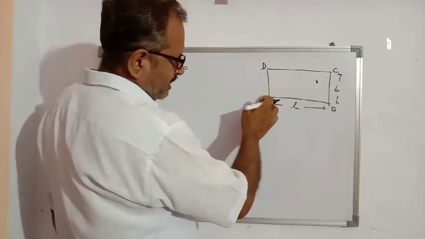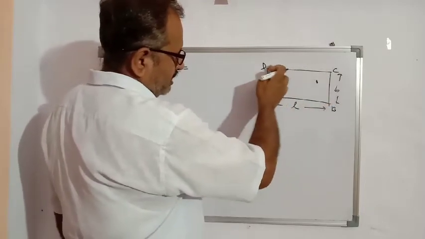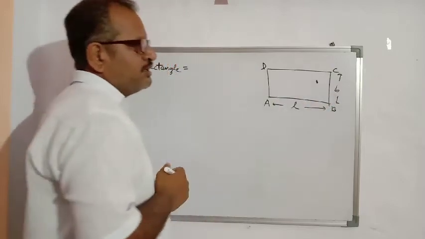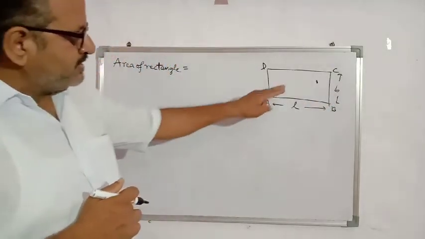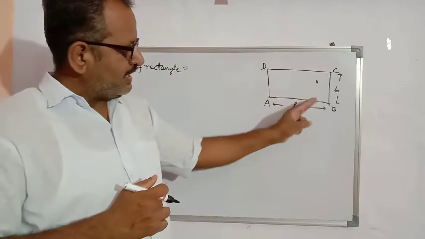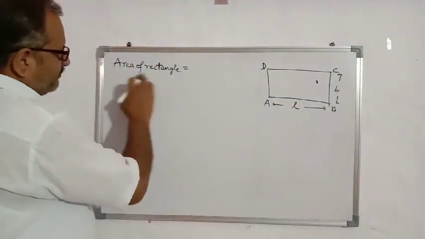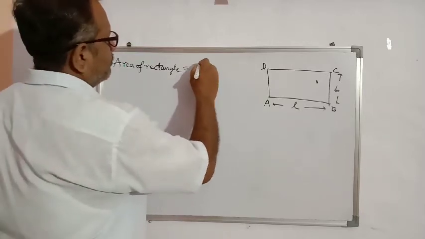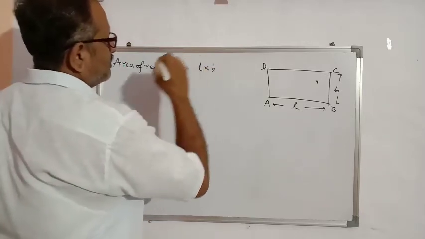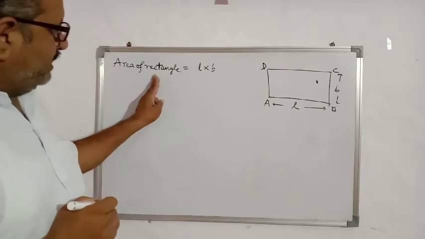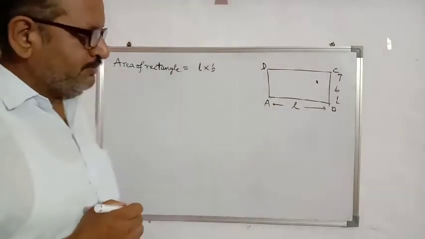And perimeter means what? Length of the boundary. Length of the boundary is called perimeter. And the surface enclosed by all the sides of the rectangle is called area. So how can we find the area of the rectangle? The formula is length into breadth. Area is equal to length into breadth.